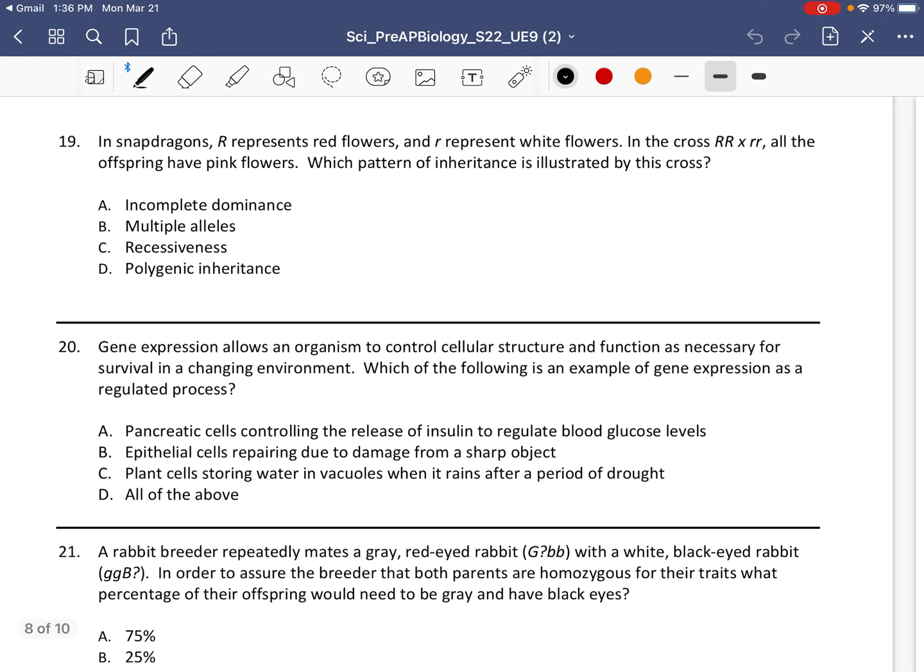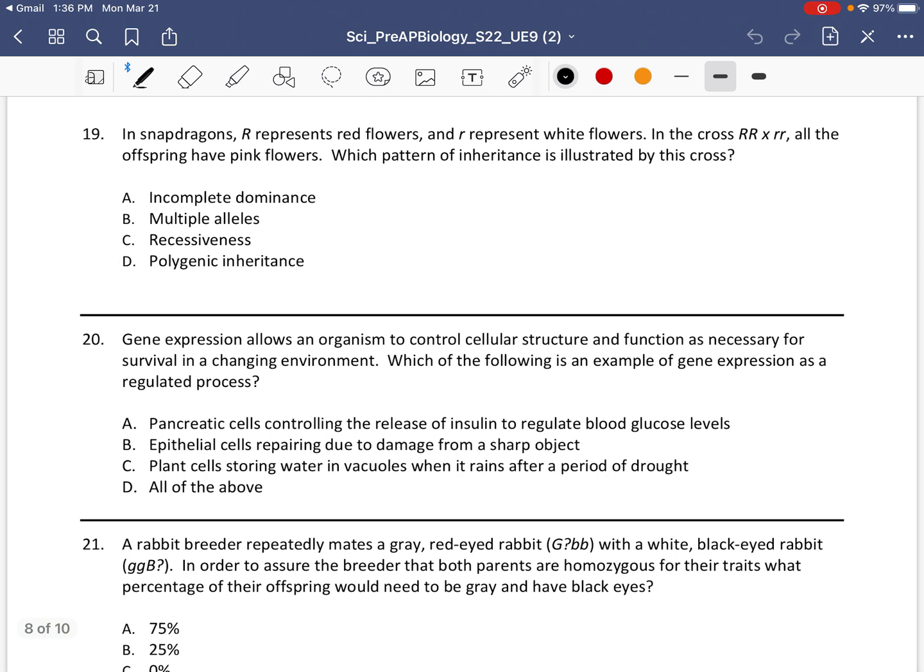Question 19. In snapdragons, capital R represents red flowers and lowercase r represents white flowers. In the cross, capital R by little r, all of the offspring have pink flowers. Which pattern of inheritance is illustrated by this cross? A. Incomplete dominance. B. Multiple alleles. C. Recessiveness. D. Polygenic inheritance.